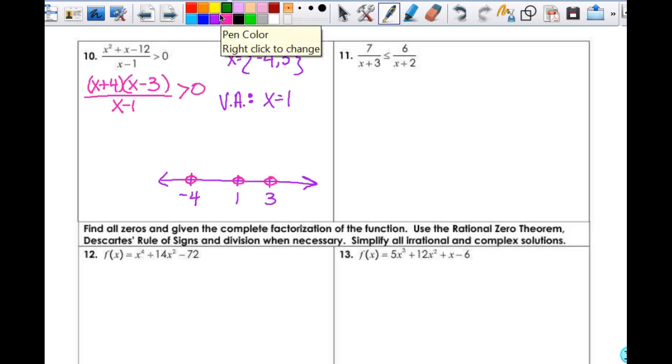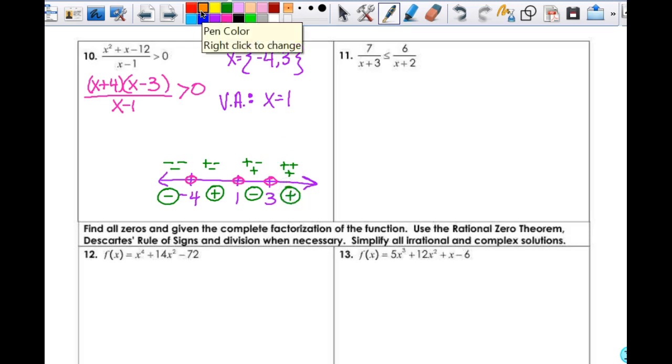Then I substitute in numbers from each little section. I'll start with negative 5. Negative 5 in here gives me negative. Negative 5 in here gives me negative. The denominator would be negative. So overall, that's negative. Between negative 4 and 1, I can plug in 0. This will give me positive, negative, negative. Overall, that's positive. 2 is going to give me positive, negative, positive. Overall, that's negative. 4 is going to give me positive, positive, positive. So overall, that is positive.